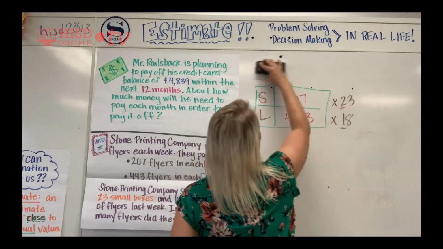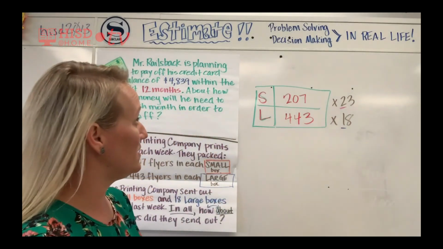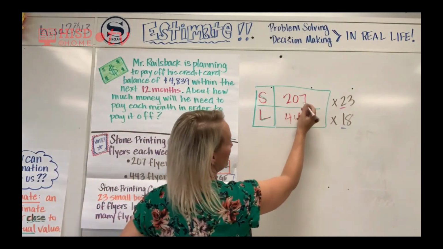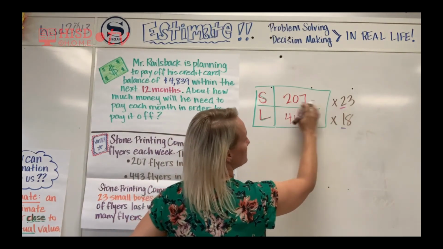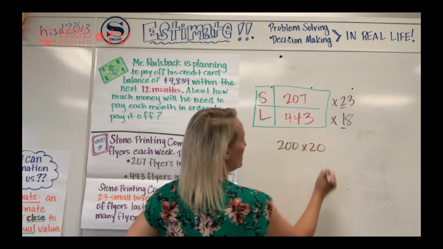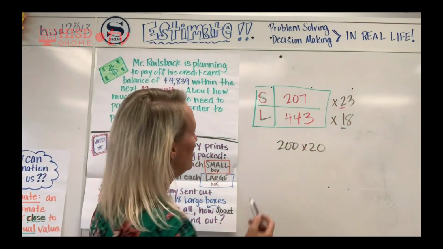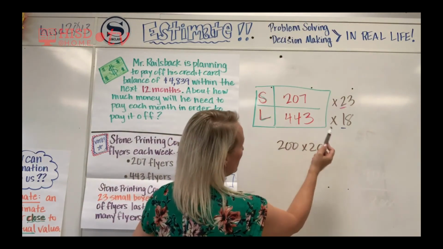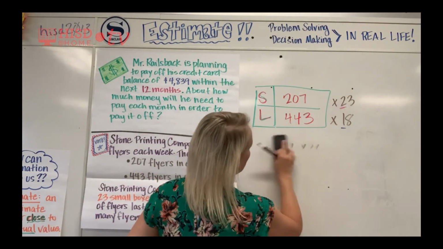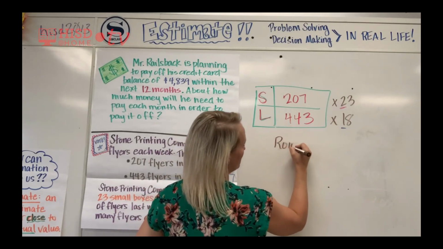If I used compatible numbers, it really wouldn't matter because they would be similar. If I used compatible, I would still use those numbers. I would still use 200 times 20. And in fact, for this problem, I would use the same thing for rounding. You could round up or down. Let's try rounding because I think that'll provide a great example.